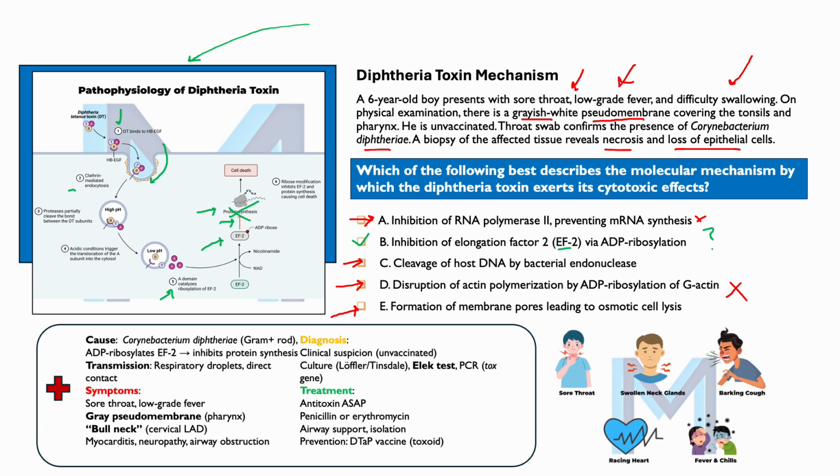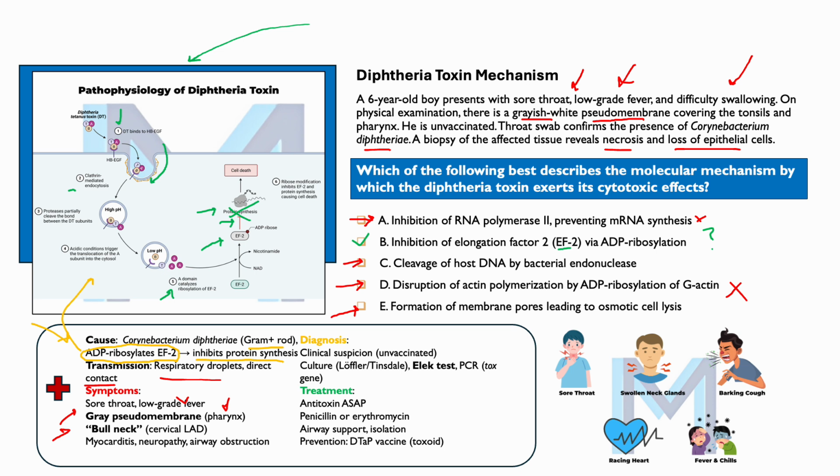And here you can pause the video and take a look at our high-yield review for Corynebacterium diphtheriae. So briefly, it's a gram-positive rod. It ADP-ribosylates EF-2, which covers the pathophysiology, right? We just talked about it up here. And this leads to the inhibition of protein synthesis, leading to cell death. Transmission: respiratory droplets or direct contact. Symptoms: sore throat, low-grade fever, gray pseudomembrane in the pharynx.